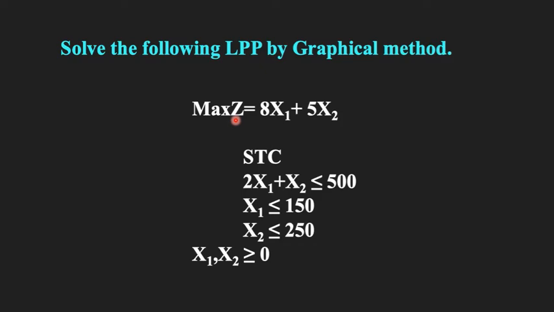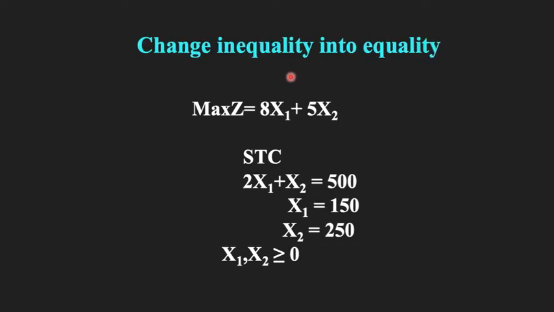So we know the first step to solve any LPP using graphical method is we have to convert this inequality into equality. So when we convert this inequality into equality, we are going to write down max z is equal to 8x1 plus 5x2 subject to constraints 2x1 plus x2. Instead of less than or equal to, we are going to write down here is equal to 500. Then we have x1 is equal to 150, x2 is equal to 250, then x1 and x2 are greater than or equal to 0, right?